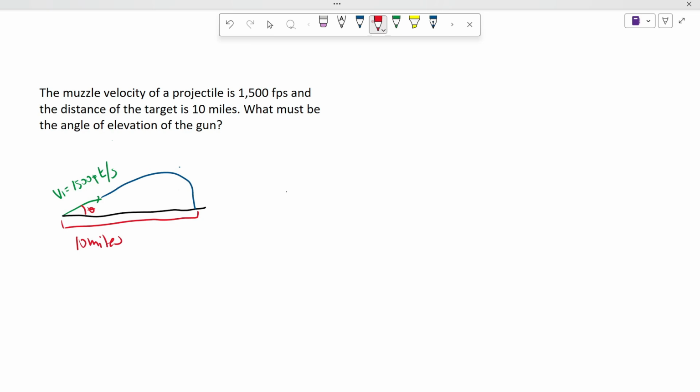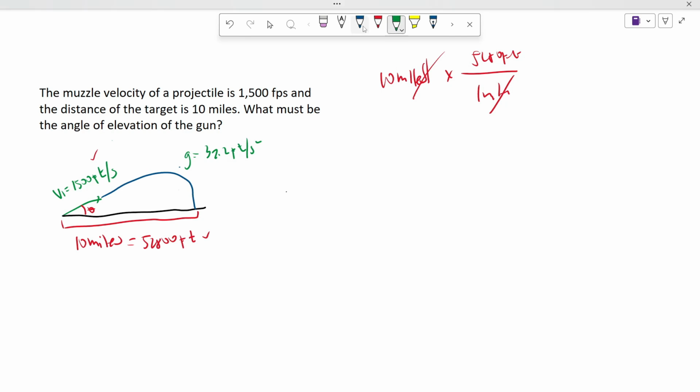Wherein we convert this into feet, guys. 10 miles times 1 mile is equal to 5,280 feet. So the mile cancels. So 10 times 5,280 is equal to 52,800 feet. We convert it because our velocity is in terms of feet. Wherein our G there is automatically 32.2 feet per second squared. Got it? So what must be the angle of elevation of the gun?